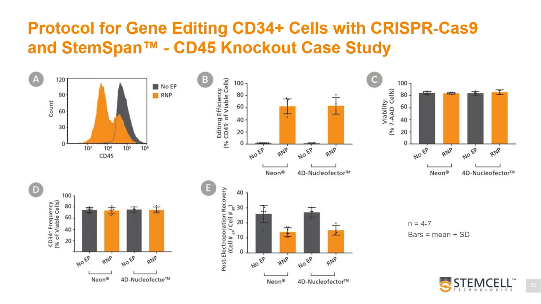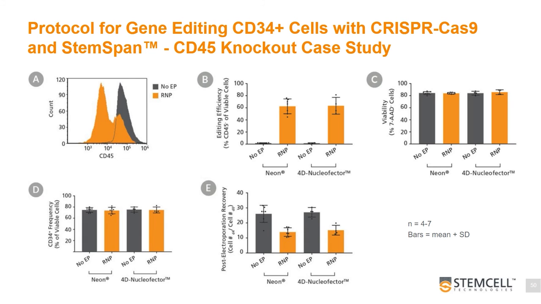Here are more results of CD45 knockout experiment. Figure A shows a representative histogram of CD45 flow cytometry from RNP electroporated and non-electroporated cells, shown in orange and gray color respectively. Figure B and C show editing efficiency and cell viability that were monitored by flow cytometry using a fluorophore conjugated CD45 antibody and 780 dye exclusion respectively at 4 days after electroporation with either the Neon transfection system or Nucleofector system.